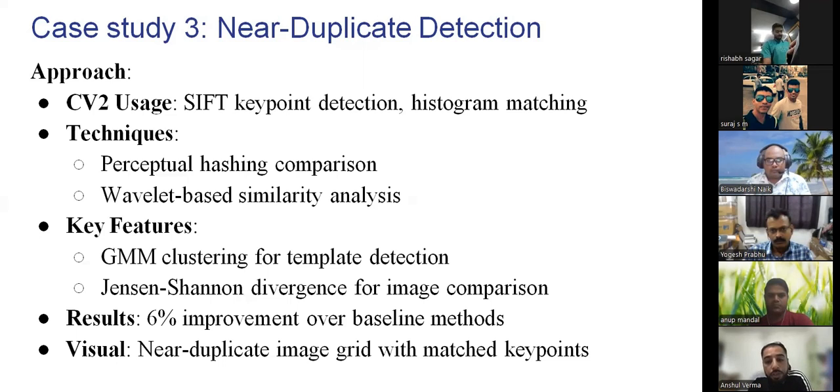At the last, this case study showcased a multi-layered approach using classical computer vision, statistical similarity measures, and clustering to enhance the accuracy of near duplicate image detection, especially in challenging scenarios where basic techniques fail.